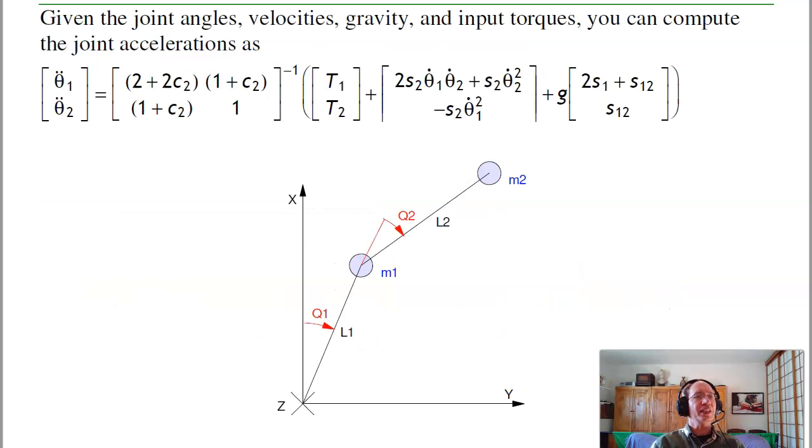With that, I can now simulate it. If I know the angles and velocities, I can calculate acceleration. If I know the acceleration, I can integrate once, get velocity, integrate twice, I get position, and iterate every 10 milliseconds. That'll be the dynamics of the robot.